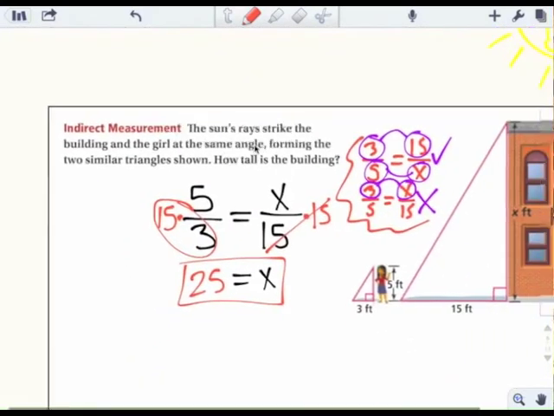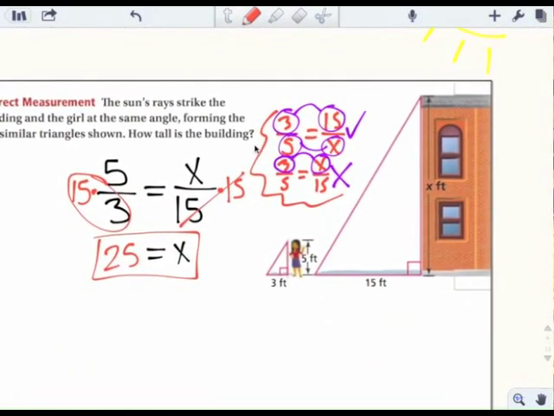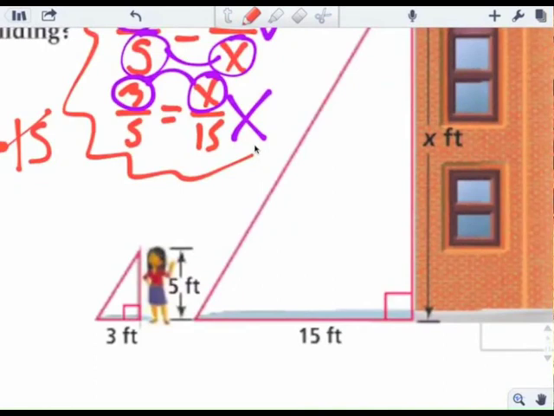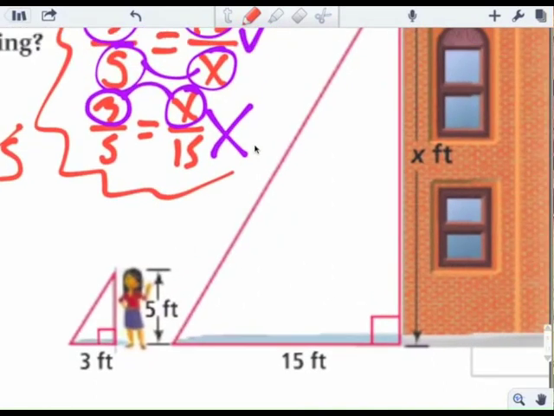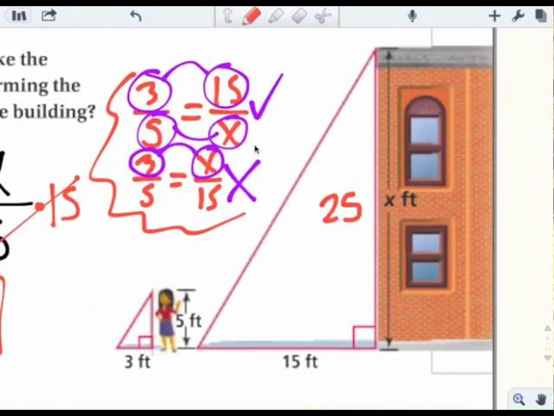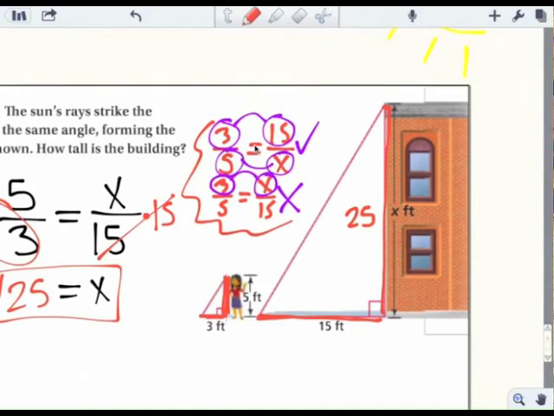Now, let's go back to my diagram. Does it make sense that the height of the building is 25 feet tall? Well, yeah. 25 is 5 times higher than the girl is. And the length of the shadow of the building, 15, is 5 times longer than the length of the girl's shadow. All right, let's look at another problem here.